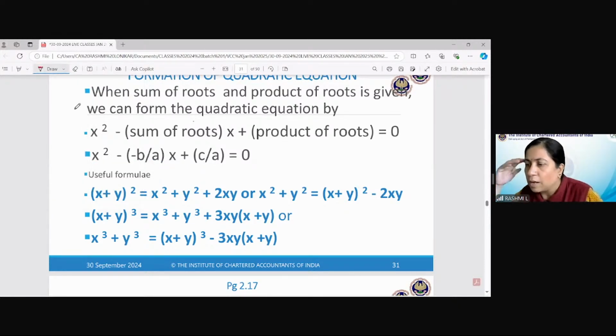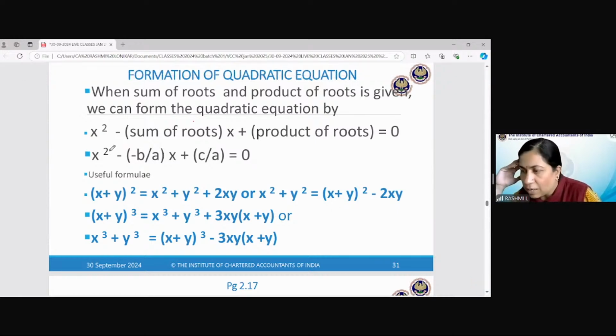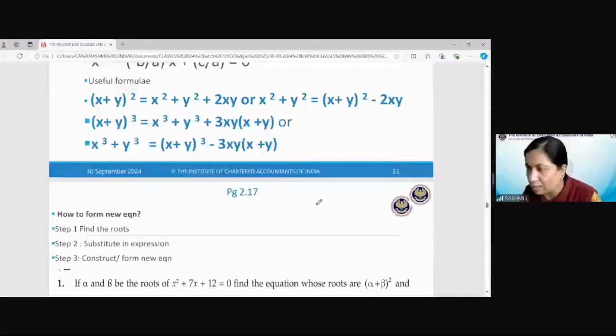So quadratic equation, x square minus b by a into x plus c by a is equal to 0, will give you x square minus sum of roots into x plus product of roots is equal to 0. And these are the useful formulae. I've already put that in the PPT that I have uploaded. So you can use these formulas: x plus y whole square, x plus y whole cube, x cube plus y cube. All these formulas are there.